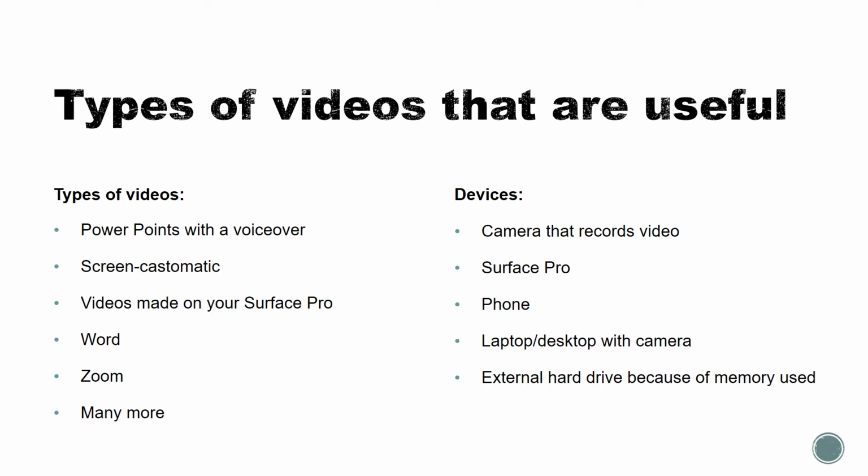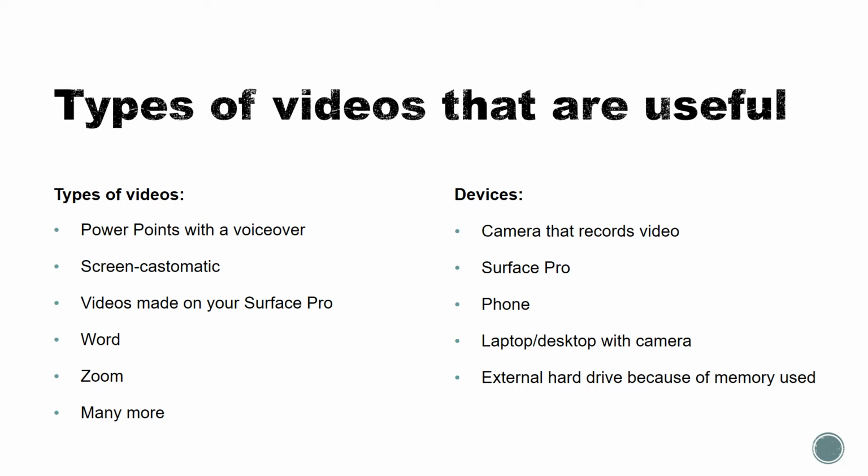The types of videos that are useful, some of the platforms that you can use include PowerPoints with a voiceover, Screencast-O-Matic, where you record your screen, videos made on your Surface Pro, Word, where you use your stylus pen and use Screencast-O-Matic to record it, Zoom meeting that you upload to YouTube, and many more. You can use your camera to record video and upload it to YouTube. You can use your Surface Pro and record video.